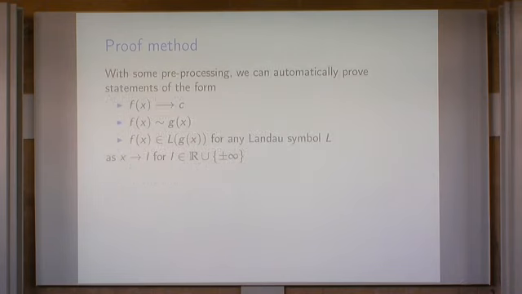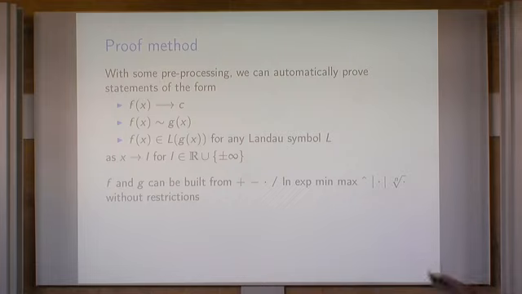And with some pre-processing, we can then essentially automatically prove statements of the form: f goes to some limit, or f is asymptotically equivalent to g, or f is an element of some Landau symbol of g. And we can do this not only for x going to infinity, but essentially for x going to any real number and positive or negative infinity. And the functions themselves can be built from basic arithmetic, and also logarithm, exponential, minimum, maximum, power, absolute value.